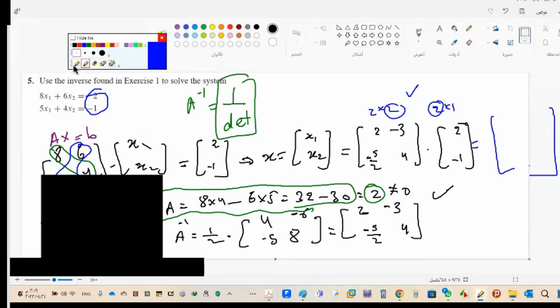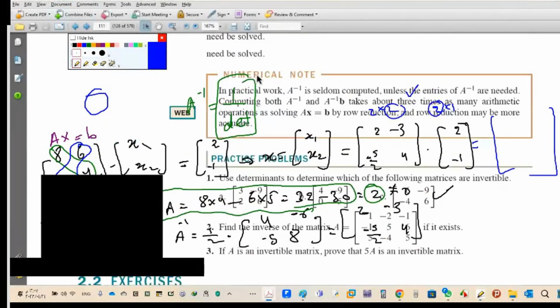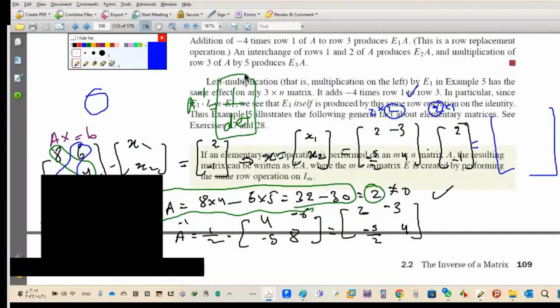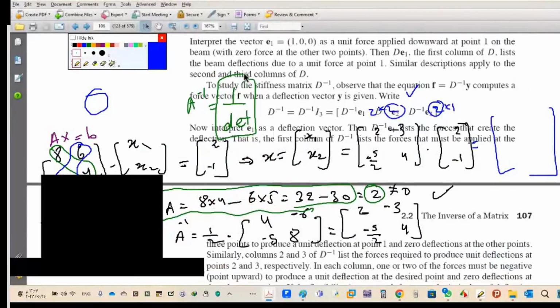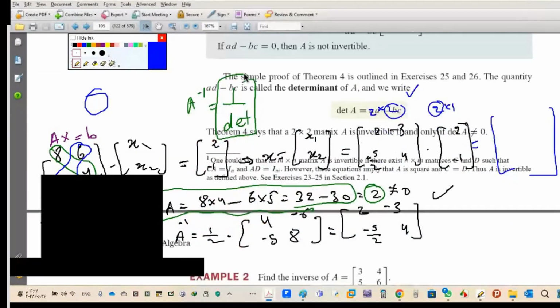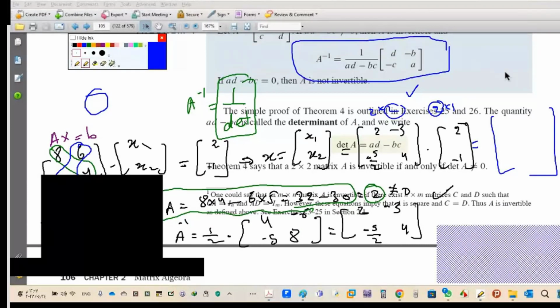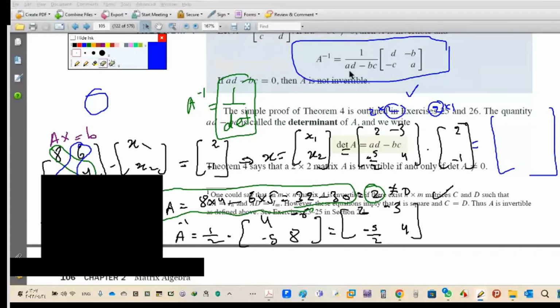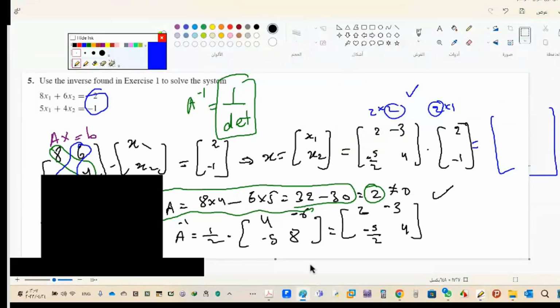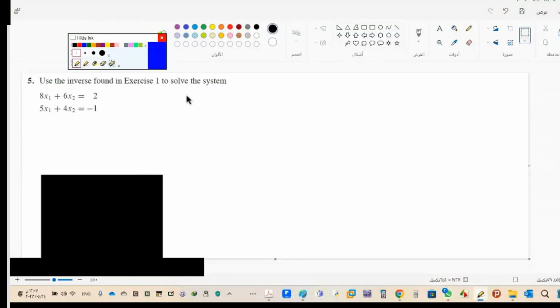Muhammad, this is the theorem. See this? Theorem says this. I cannot show more because I will delete it. Here, up, this is the theorem: change the main diagonal, change the sign of the secondary diagonal. This came from here. Got it, Muhammad? Okay. Any question else? Here you have to multiply, normal multiplication. This is now how we can use A minus 1 to find the X's or variables.